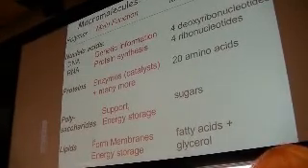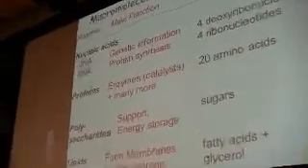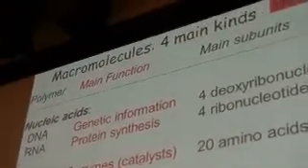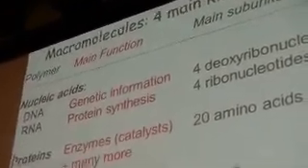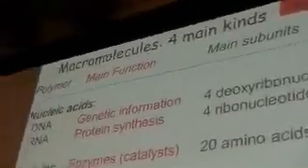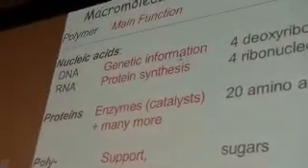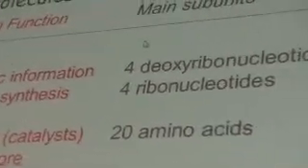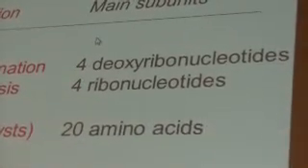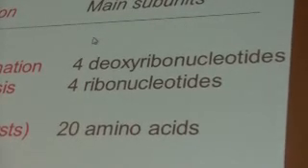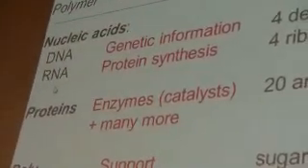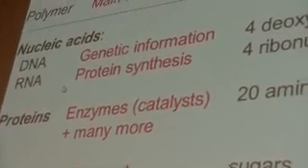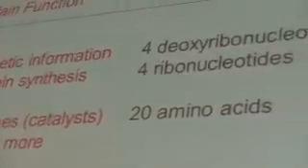Let's look at our macromolecules because they're so important to the functions of cells. Here's a little bit of review, and I'll go pretty rapidly. DNA serves as genetic information carrier. The subunits are 4 different deoxyribonucleotides. And we have RNA, ribonucleic acids, which function in general protein synthesis, with ribonucleotides as subunits.